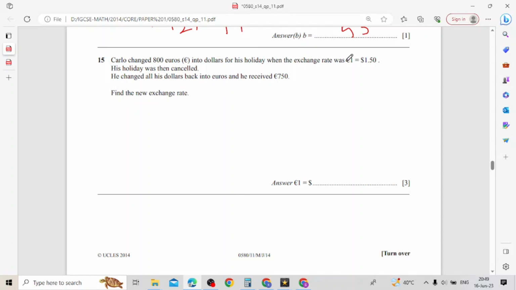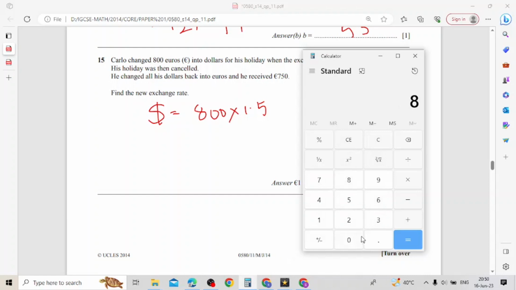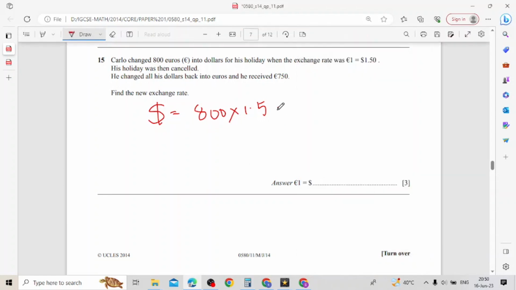Now, this is in euros, but how many dollars it is, it's not said. So let's find the dollars out of it. So dollars is equal to 800 times the exchange rate 1.5. Now let's find it in the calculator. 800 times $1.5 makes $1,200. Okay, done. So this is dollars, 1,200.